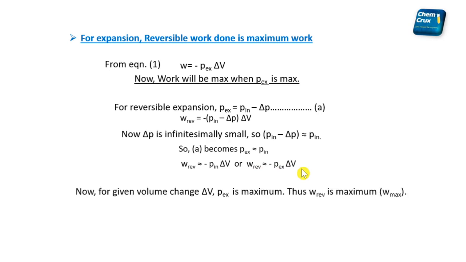Now we know for a given volume change delta V, let us say Px is maximum. Now if Px is maximum, we know work will be maximum. That is, W reversible will be maximum, denoted as W max. So W max will become equal to W reversible, which is equal to minus 2.303 nRT log V2 by V1, obtained in our previous slide, right?